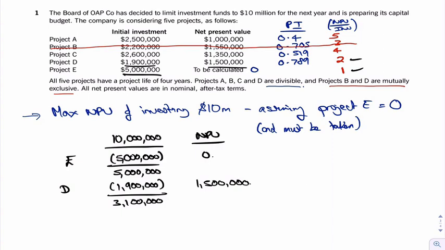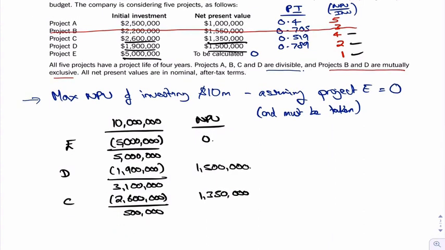So far so good. What would I do next? I would then choose project C. So project C comes along and that gives me a cost of 2.6 million, leaving me with just 500,000 still to spend. And that 2.6 million will get me an NPV of 1,350,000.